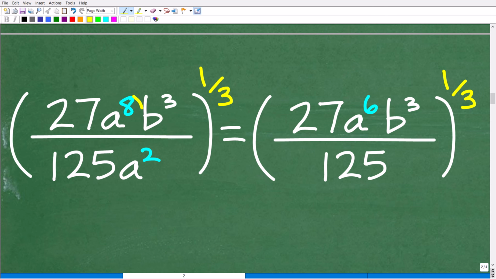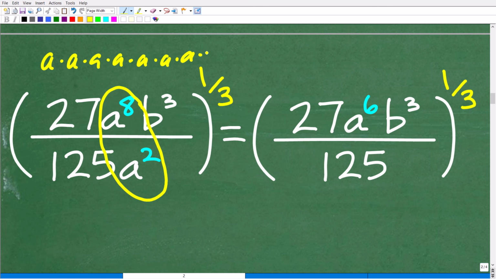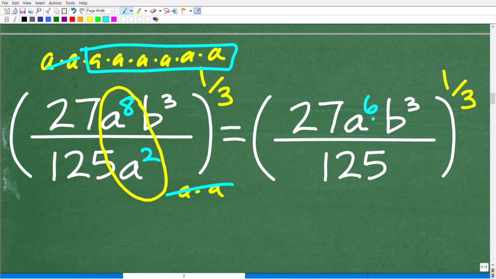We have a to the 8th in the numerator and a squared down in the denominator. Now, a to the 8th means there's 8 a's up here: 1, 2, 3, 4, 5, 6, 7, 8. And down here you have a squared, so you have 2 a's. So you can cancel 2 a's with these 2 a's, and that leaves you with how many a's up here in the numerator? A to the 6, okay?